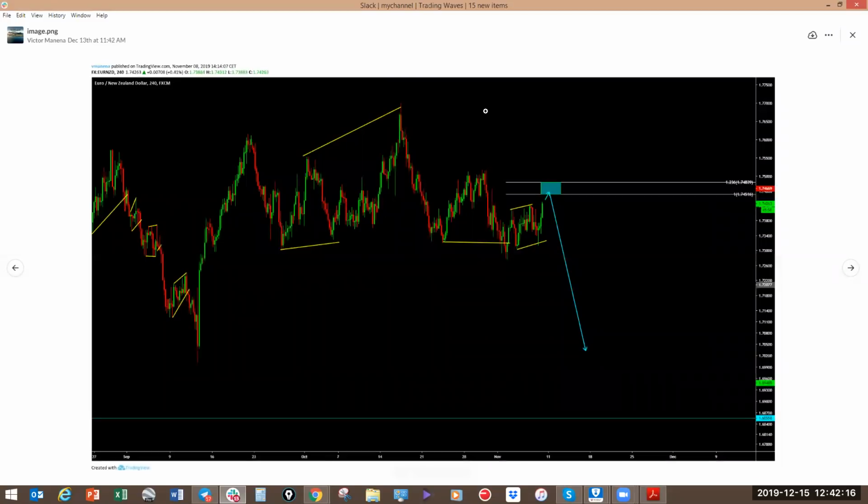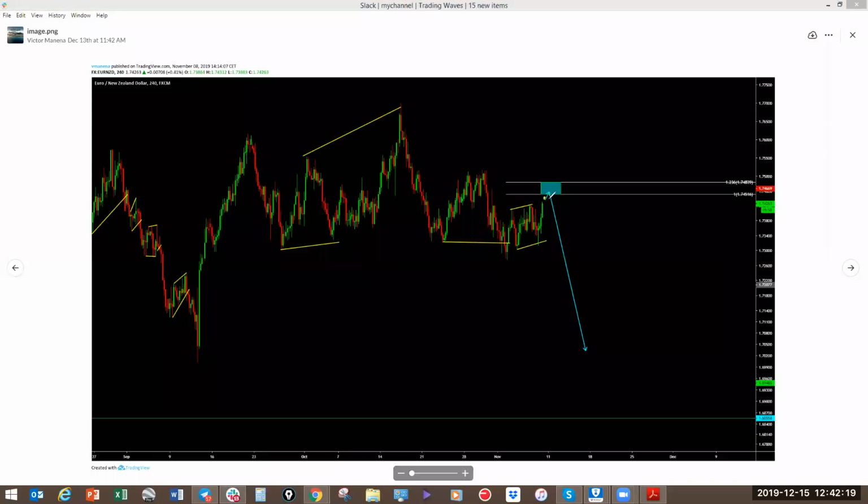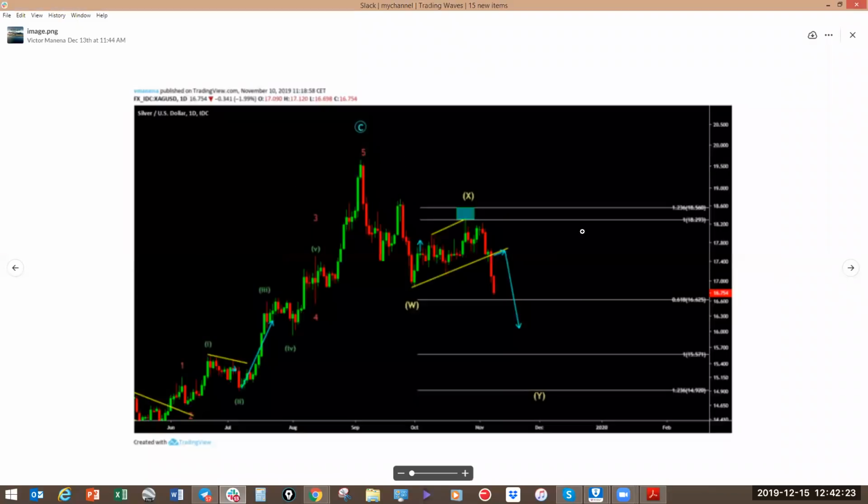Euro New Zealand, this was the trade we took from here, and then you can see what happened afterwards. This is euro. Sorry, this is silver. There was no update on Euro New Zealand. I should be on another page there. Okay, so this is silver.